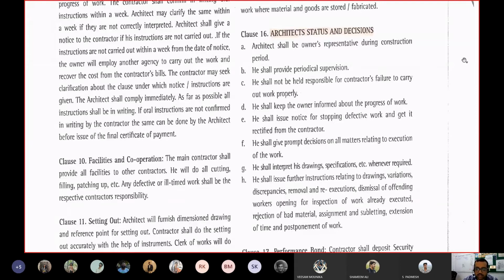So all these things, like he shall issue drawings that should be clear. He should also clarify the variations in the drawing. He should issue instructions if he finds any discrepancies in the execution of work, or discrepancy in terms of removal and re-execution of work. He will ask that particular thing to be removed and re-executed.